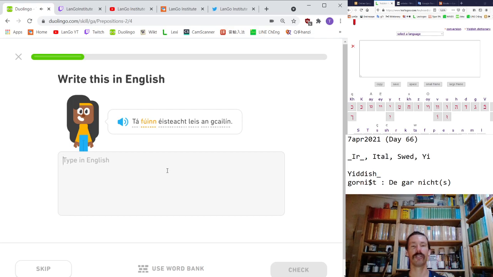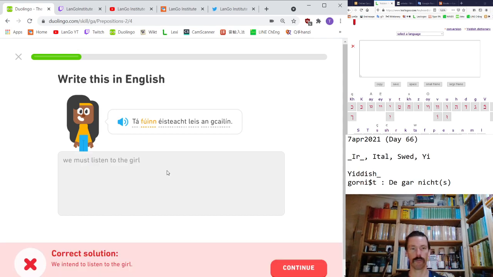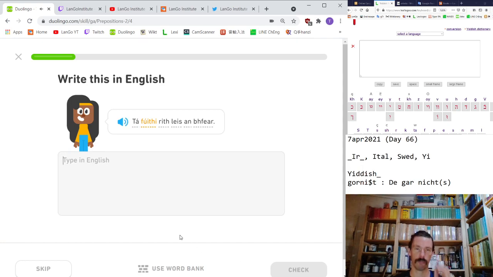Tá fúinn éisteacht leis an gcailín. Under us. It is under us. Listen with the girl means we must listen to the girl. Intend. It's a fun intention. It is under us means we intend, like we're going to fall. To intend. So, Tá fúithi rith leis an bhfear: same construction, just a different pronoun used there. Her, she intends to run.